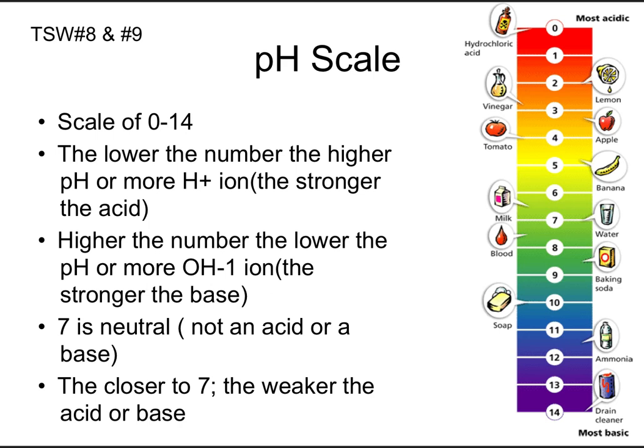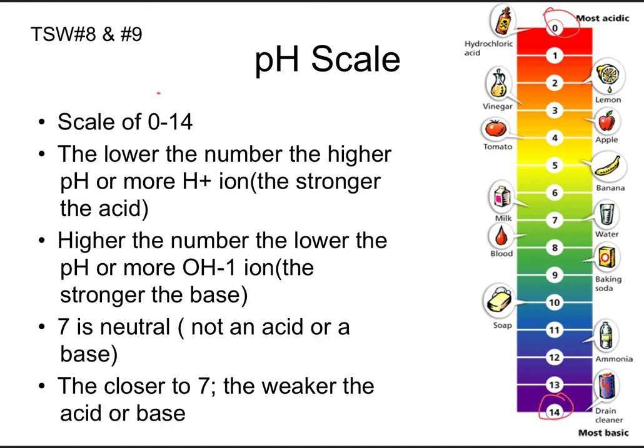So the pH scale is basically a scale by which we measure the strength or intensity of different acids and bases. It's based on a scale of 0 to 14, okay? And the 0 here indicates a very, very strong acid, and 14 is a number that indicates a very, very strong base.